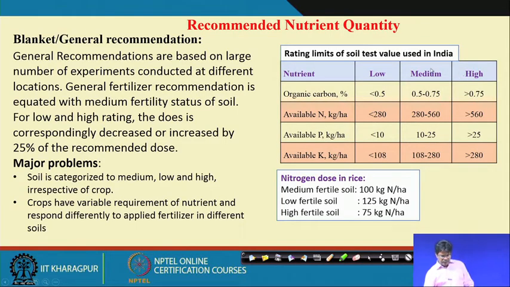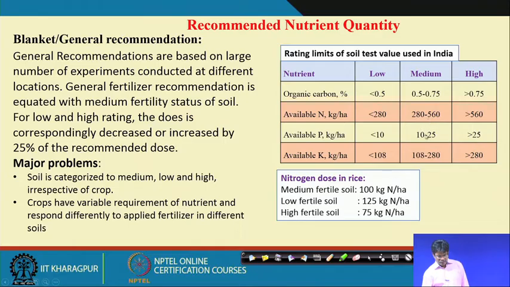If the organic carbon content is between 0.5 to 0.75%, the soil is rated as medium; content less than 0.5% is low, and higher than 0.75% is high fertile soil. Similarly, available nitrogen between 280 to 560 kg per hectare is a medium fertile soil. If less than 280, it is a low fertile soil, and higher than 560 is a high fertile soil.